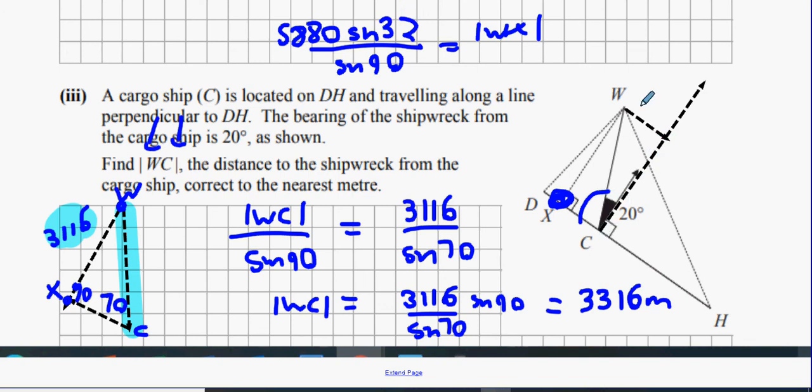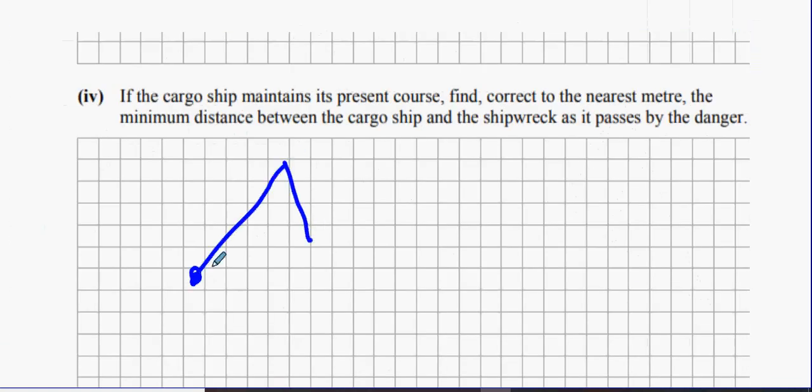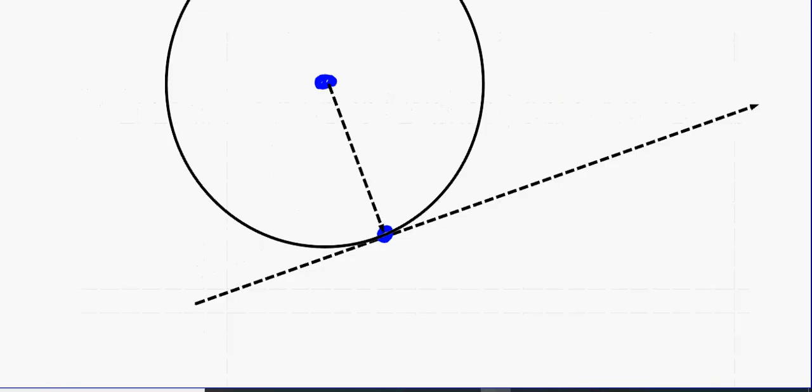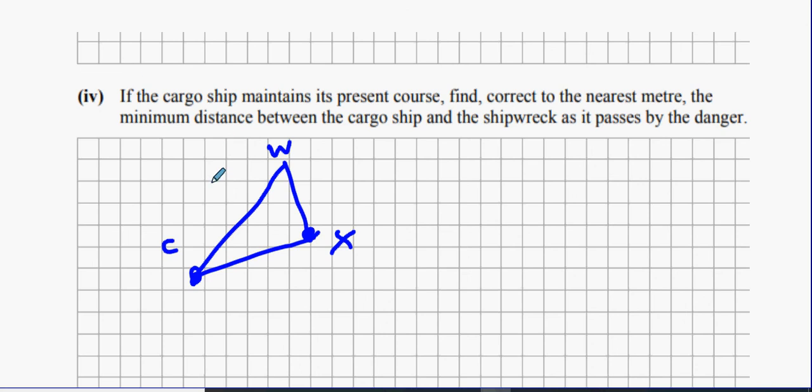So we make a right angle triangle. And we call this X. We make a triangle CWX. And it's 20 degrees. So CWX. Now, which value do we already know? What do we already know? We know C to W, do we? 3316. We know the angle is 20 degrees, don't we? And we know the closest it gets will be W to X. W to X is the closest it will get. That has to be 90 degrees, like I showed earlier.